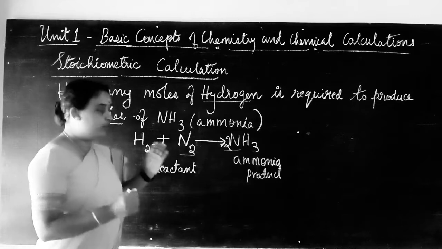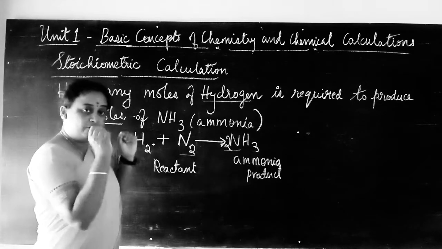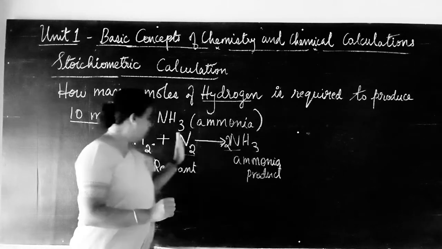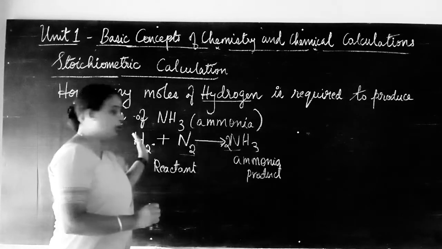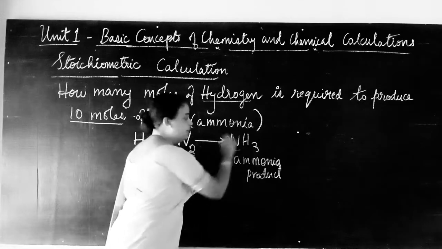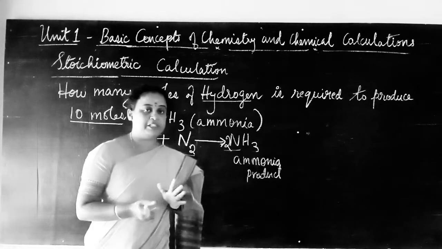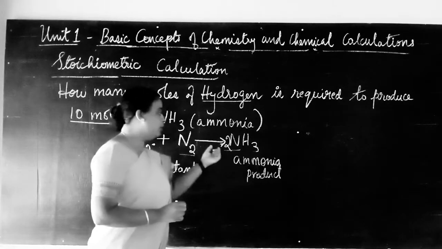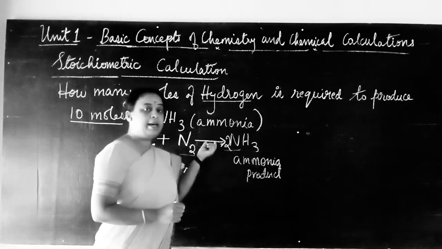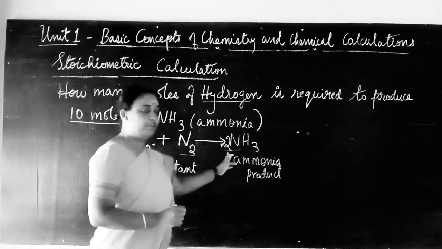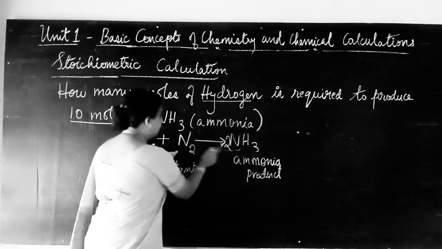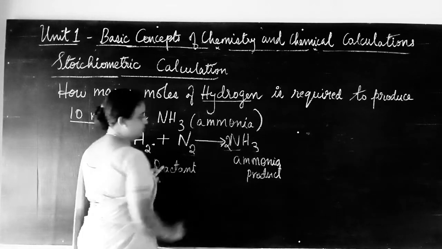While balancing, we will always put the numbers on the left side of the compound or molecule. We will never put it as a subscript or superscript on the right side. Never. Always while balancing, the numbers should be placed on the left side of the compound or substance. Now nitrogen is balanced on both the left hand side as well as the right hand side.